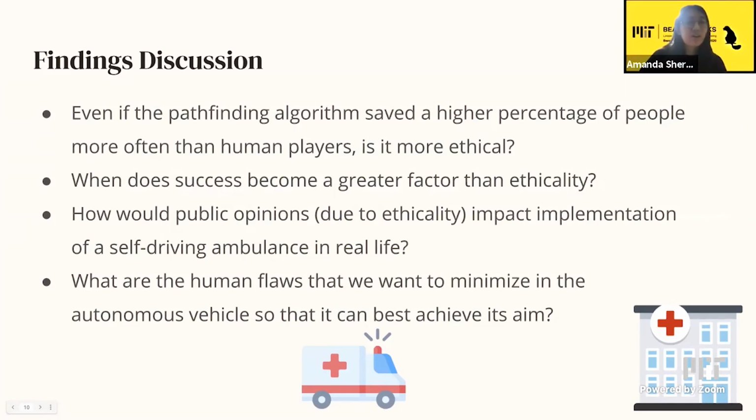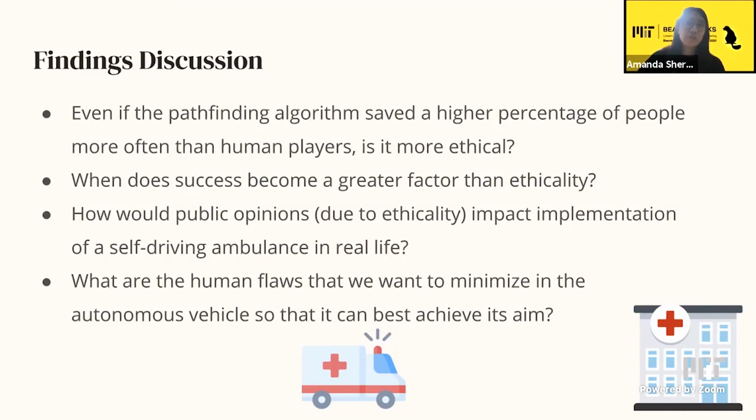After we conducted all of these tests, we found that to answer the hypothesis, the machine prioritizes the injured people that are closest to it and then the batteries. Despite the fire penalty, it is still willing occasionally to go into fire. So one of our top questions was, even if the pathfinding algorithm saved a higher percentage of people more often than human plays, is it more ethical?